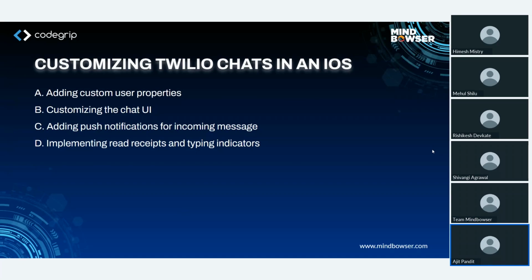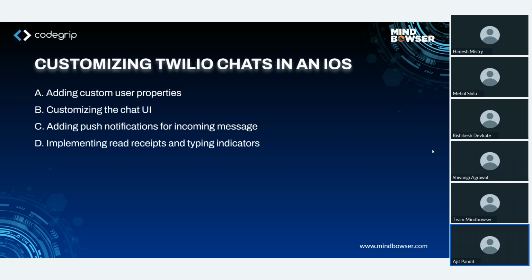So first, adding custom user properties. You can add custom user properties to a Twilio Conversation user in your iOS app by setting the attributes property of the TCH user descriptor object when creating the user. Next, customizing the chat UI. The Twilio Conversation SDK provides several customization options for the chat UI, which you can use to style the chat interface and add custom functionality. To achieve that, install and import the Twilio Conversation UI module in your project, or you can use native objects and customize as per your preference.